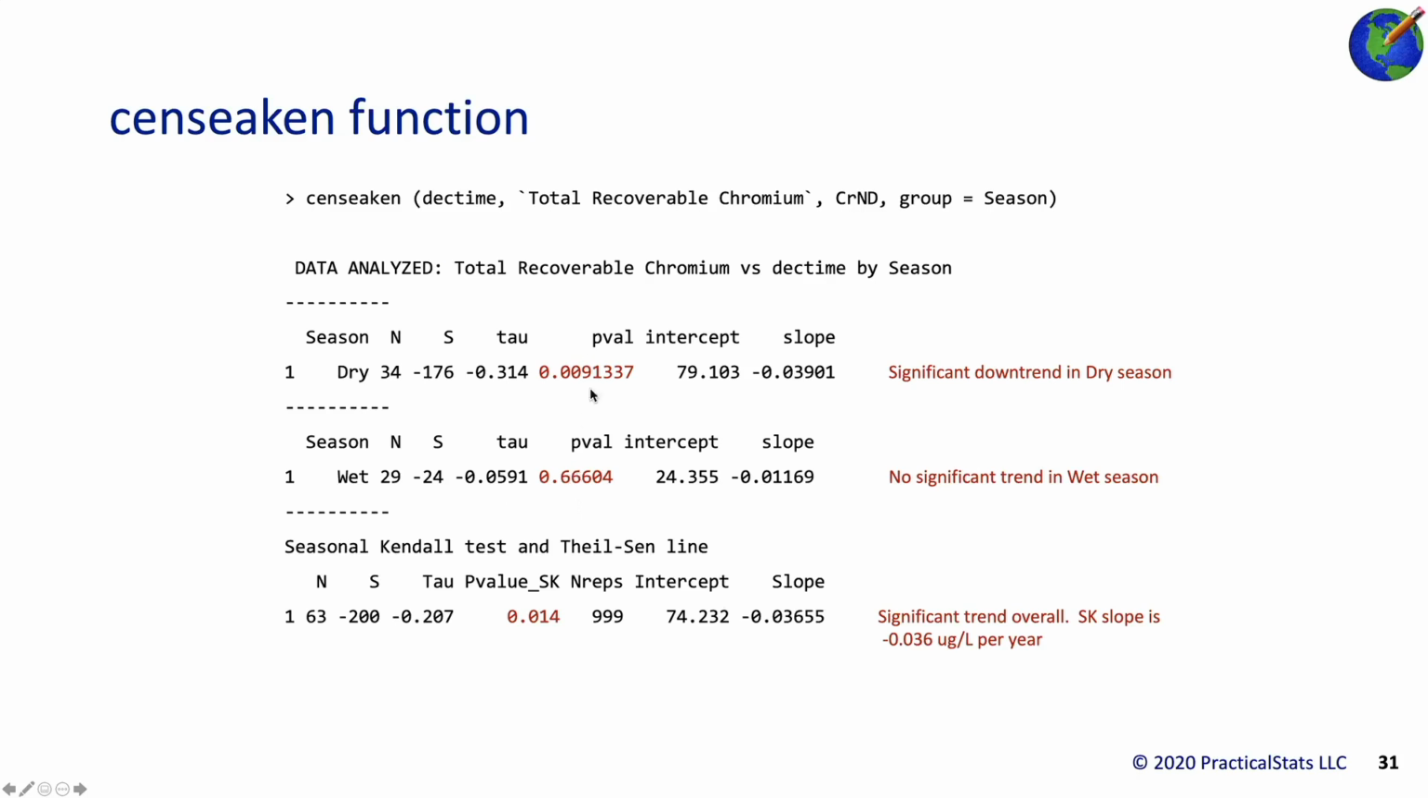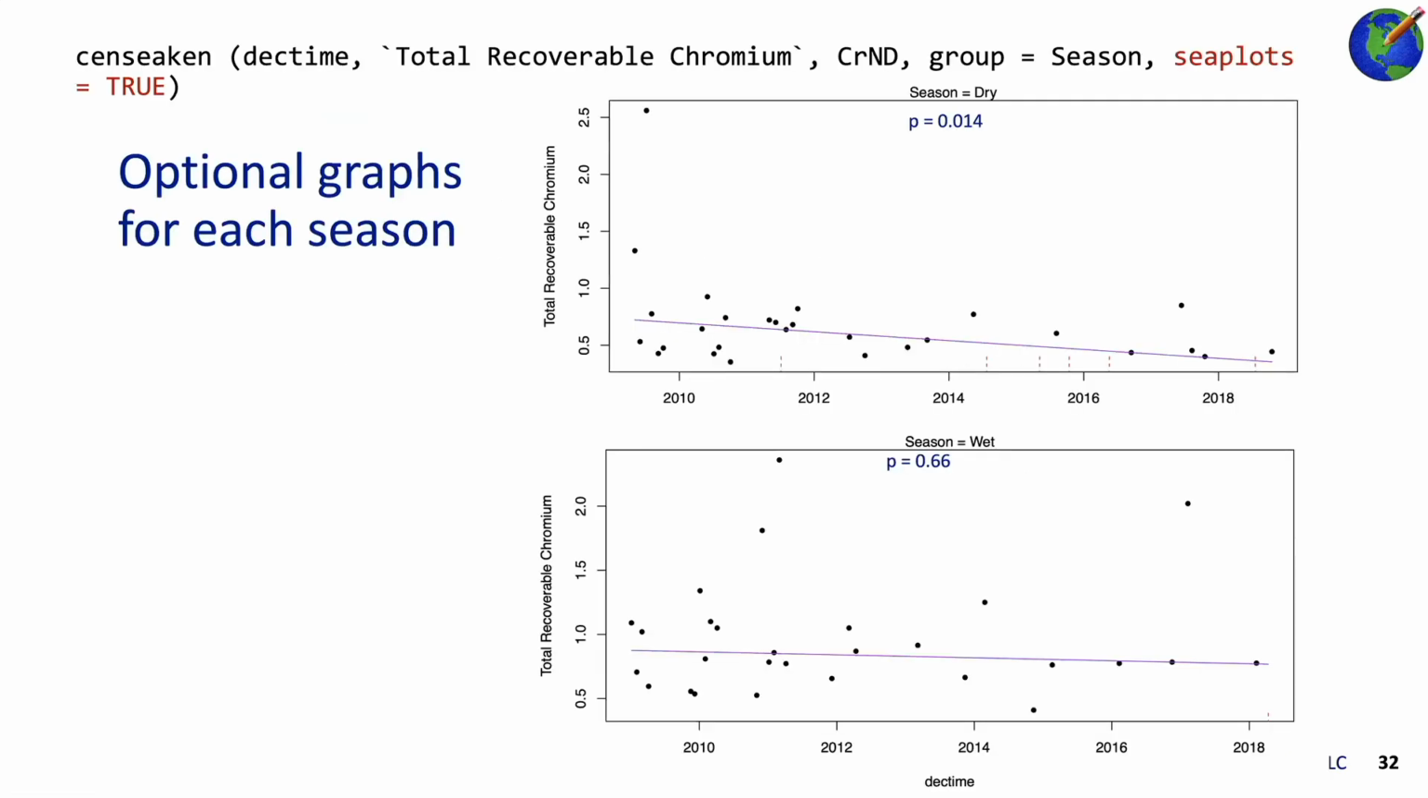And then it puts all these together into an overall test with a p-value of 0.014. So a significant trend overall, although that really is occurring in the dry season. You can get back plots of the individual trends for each season. You can see that for the wet season on the bottom, the slope is not much different than 0 given the noise in that plot. So it's not surprising it's not significant.